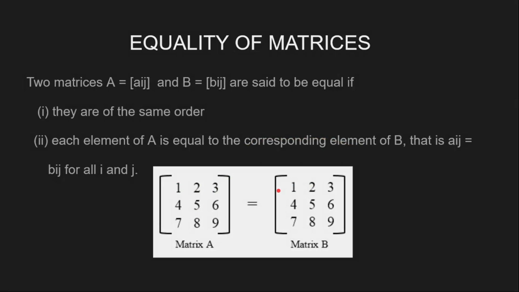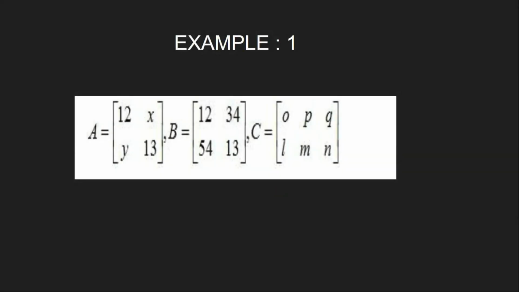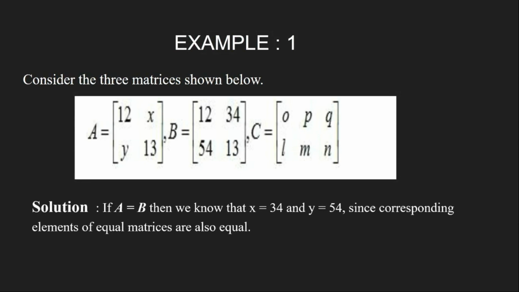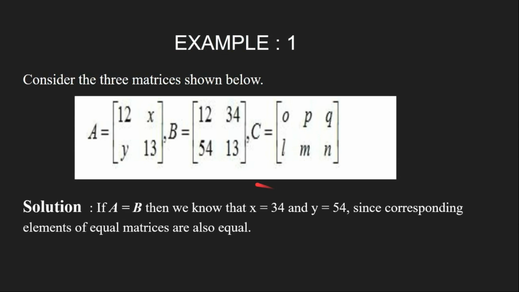So now, guys, move on to the example. First example, as you are seeing here: consider the three matrices shown below, A, B and C, and in the question we have said that all the matrices are equal. So you know that if A is equal to B, what is the condition? First of all, check whether A and B are of the same order. You can say it's a 2 cross 2 and here it is also a 2 cross 2. So the order is the same. Now move on to the second one.